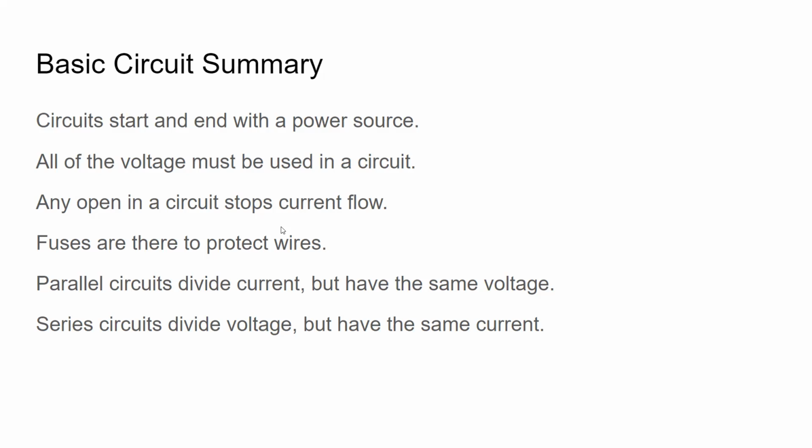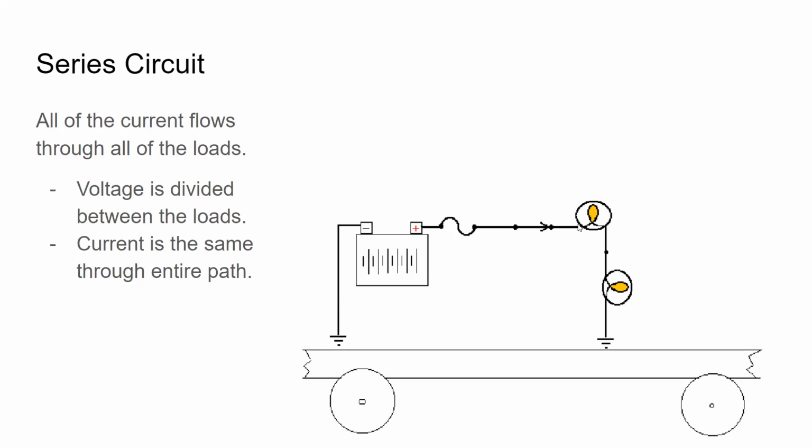Fuses are there to protect the wires. Hopefully I've hammered that enough. Parallel circuits divide the current, but have the same voltage on both loads. Series circuits, this one right here, divide the voltage, but the entire circuit, frame, battery, negative, positive, fuse, switches, all have 1 amp of current on this one. We start with 12 volts. First bulb drops it to 6. Second bulb drops it from 6 to 0.